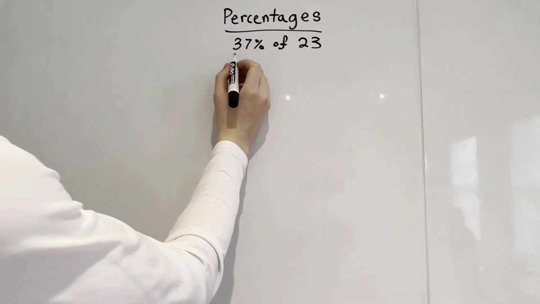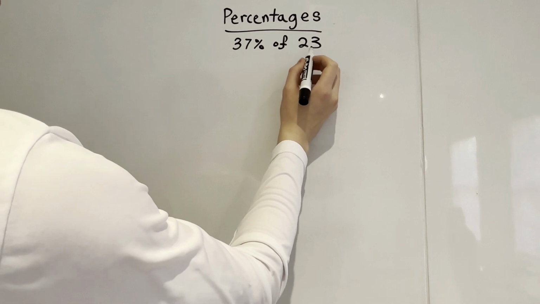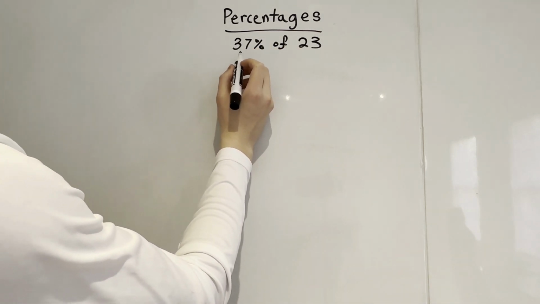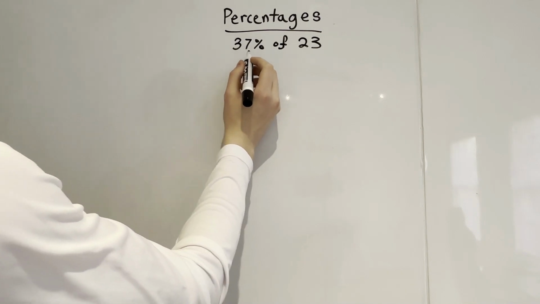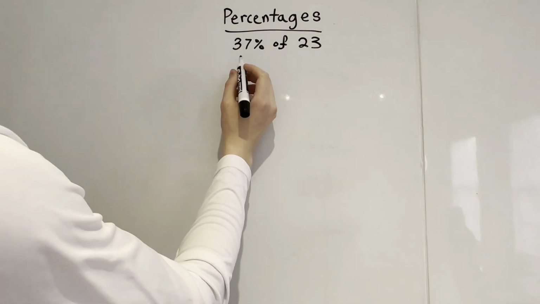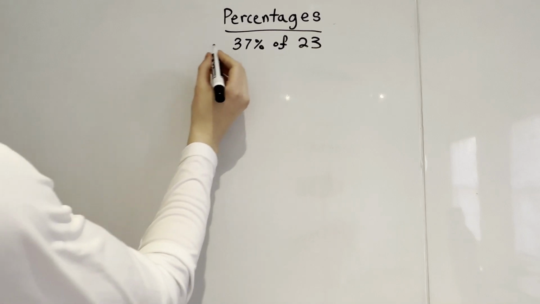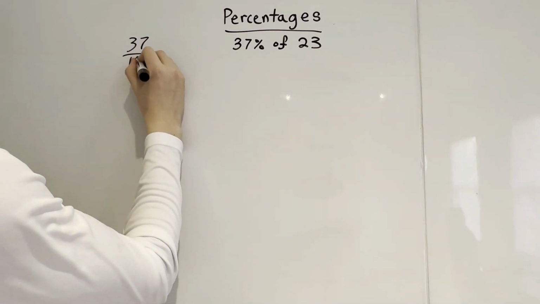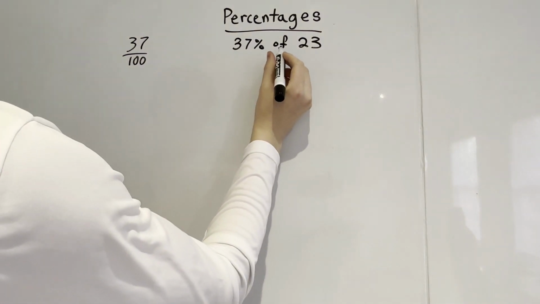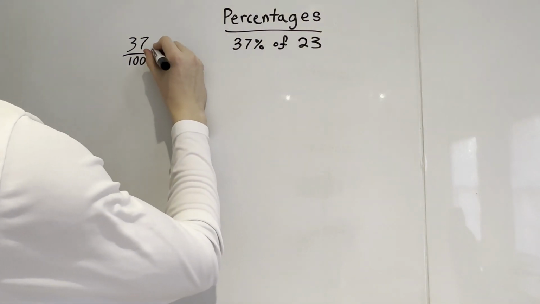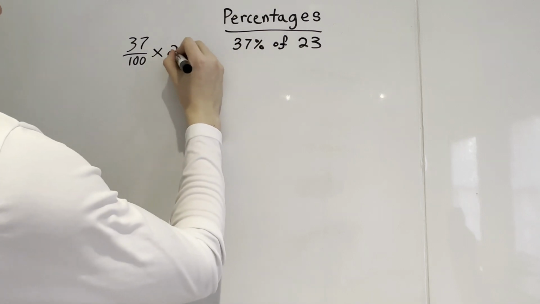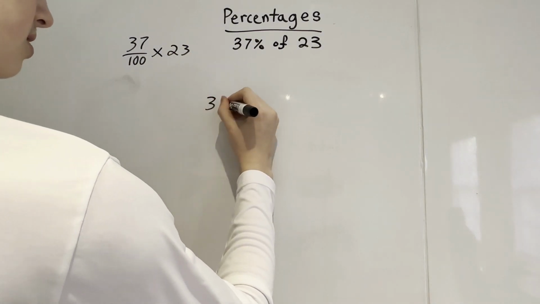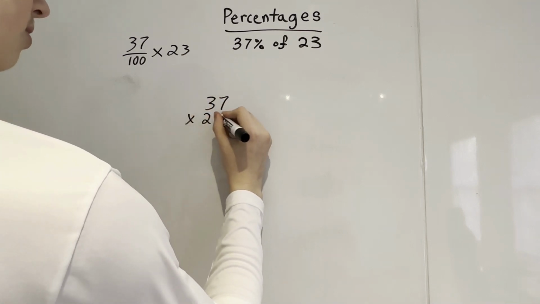All right, so in this problem, we have 37% of 23. Now, we can rewrite this in decimal form, but I think it's a little bit easier to use fraction form. So I'm going to be doing that. It really is up to preference, though, whatever you think is easier. So we have 37 over 100, and "of" is multiplication, so we have times 23. All right, so we have 37 times 23.